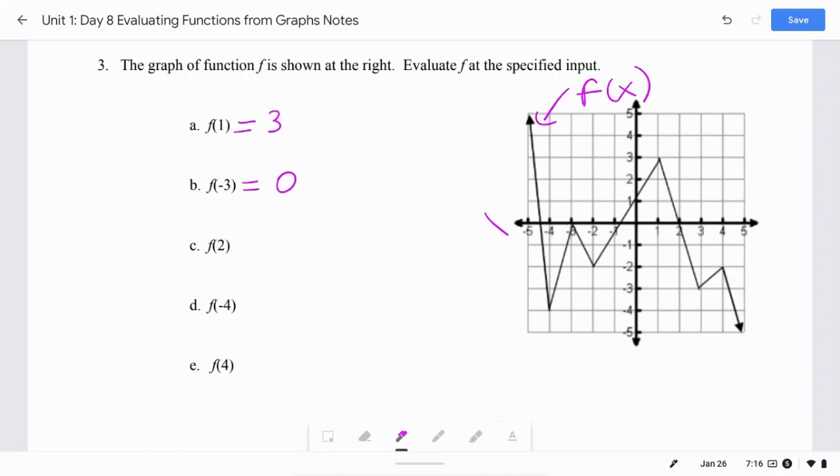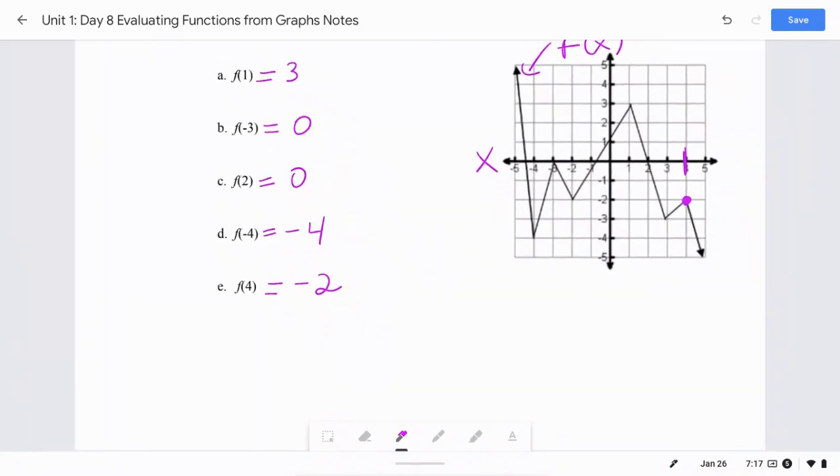The next one is +2. So +2 is this point on the graph. That's also 2, 0. And then f of -4. So -4 is here, but we have to go down to this point. That's at -4, -4. And then the last one we have to evaluate is f of +4. So +4 is here. That point is at +4, -2.